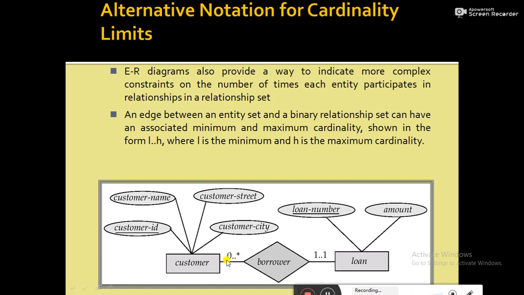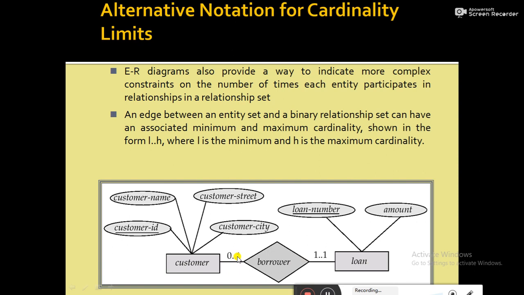So here we can see that 0..* is over the line which is connected between borrower and customer, and here is 1..1 over the line which is connected between borrower and loan. Now what does it mean? 0 is the minimum cardinality and star is the maximum cardinality.